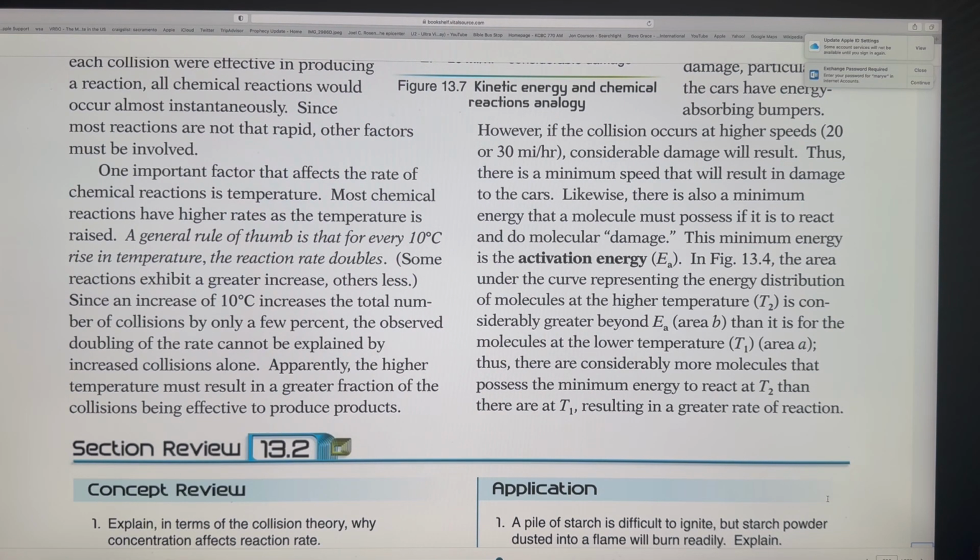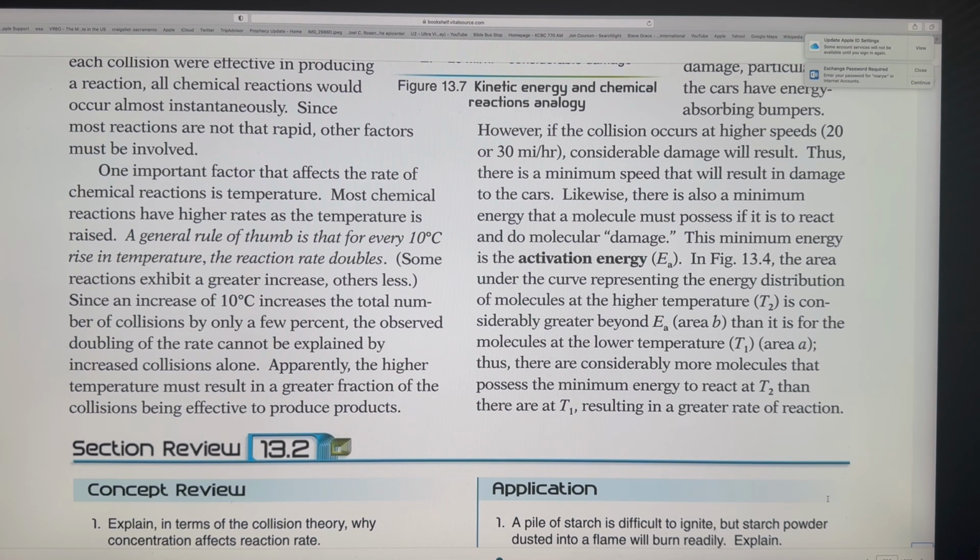So a general rule of thumb, and this will be on your test, you need to know, is that for every 10 degrees you rise in temperature, you're going to double the reaction rate. Say you rise the temperature to 60 degrees. Well, for every 10 degrees, that's 40 degrees. So the first 10 degrees would double it, the next you take that and double that, and the next you double that again. So this will be very important to know: every 10 degrees you double it, and that will double the reaction rate.